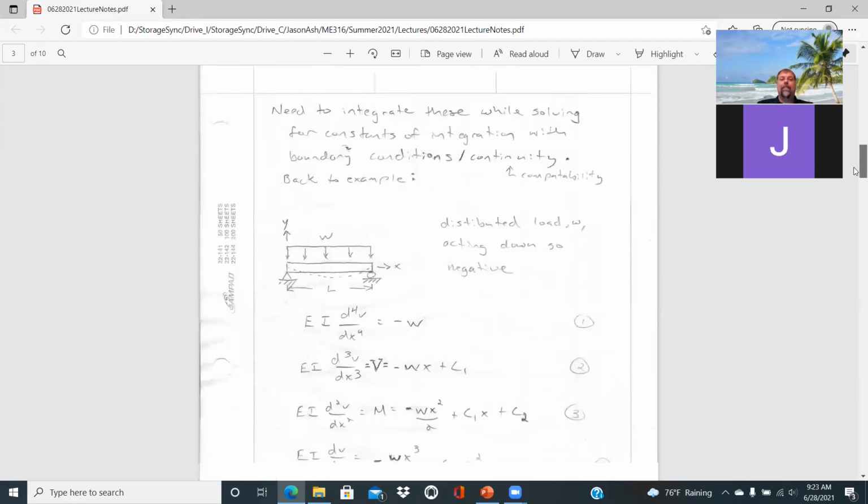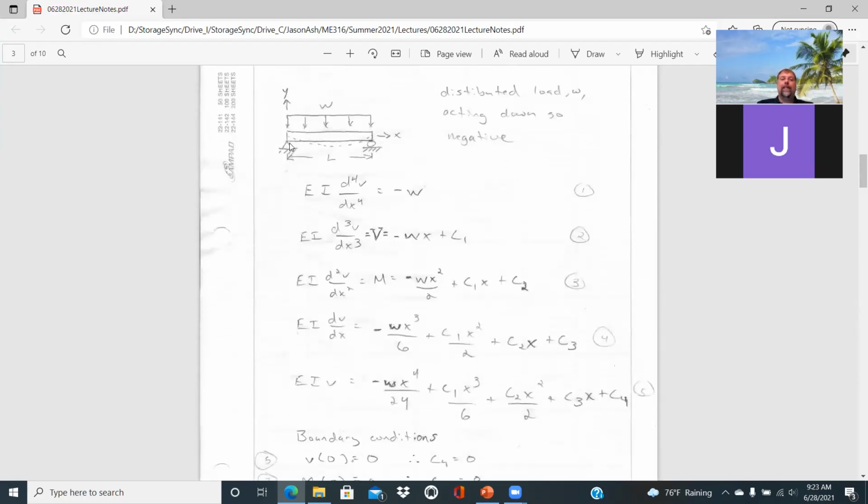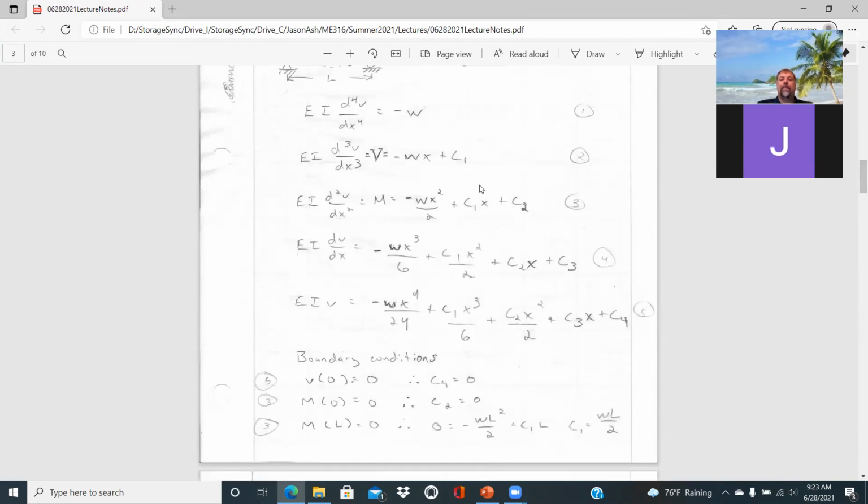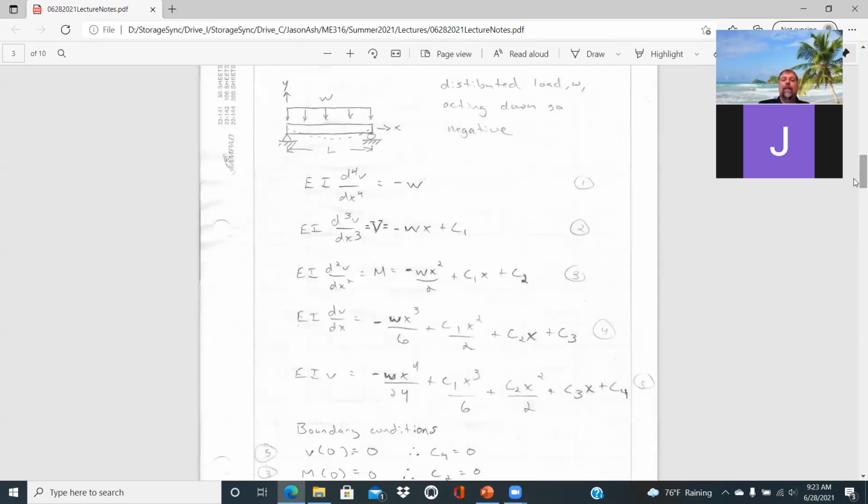And we know that the moment at x equal to 0 is equal to 0. And so if we plug that into equation 3, again, 0 on the left-hand side, all these are zeros, plugging in x equal to 0 there. So we know that C2 is equal to 0. So we got rid of another constant of integration. And then we know that the moment at L is equal to 0. Kind of why I did this one first.